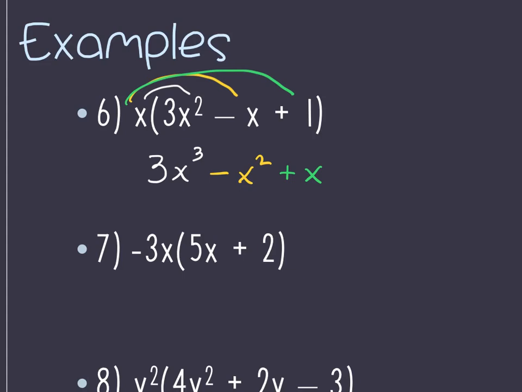Going to do the same thing on the next one. I'm going to distribute negative 3x to 5x and get negative 15x squared. Distribute it to the 2 and get negative 6x.